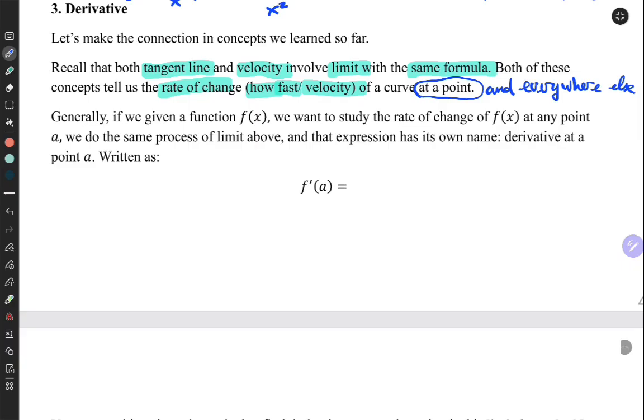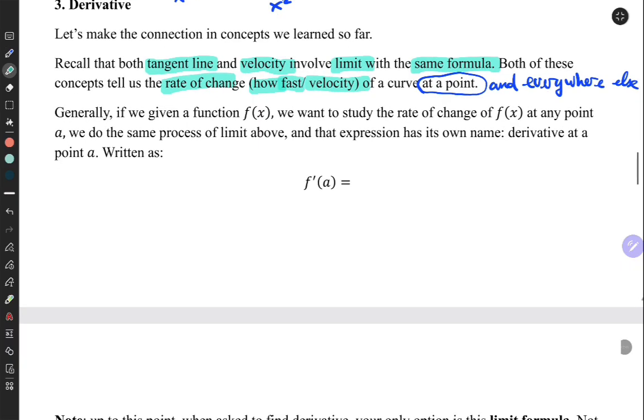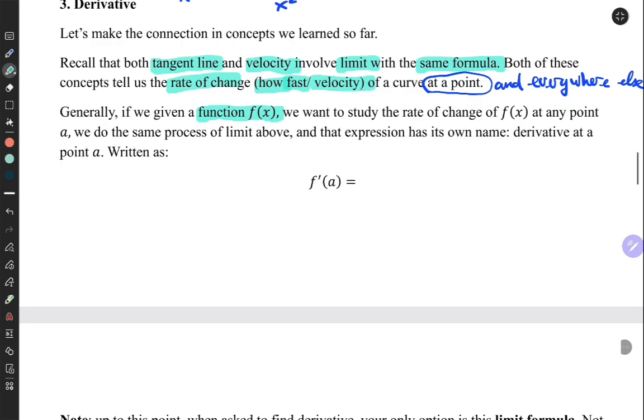In general, if we talk about just a function, now purely mathematics, no more application, no more tangent line, no more velocity. Purely a function. We want to learn the behavior of that function at any point, not just at one point. We do the same process above, which is a limit of the difference quotient.